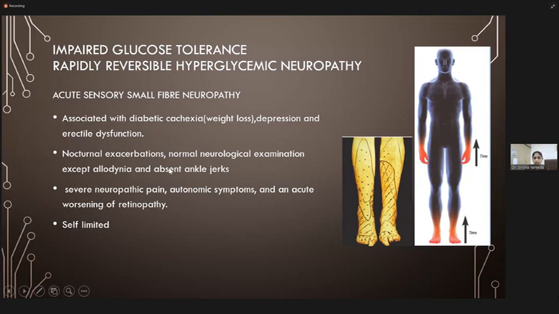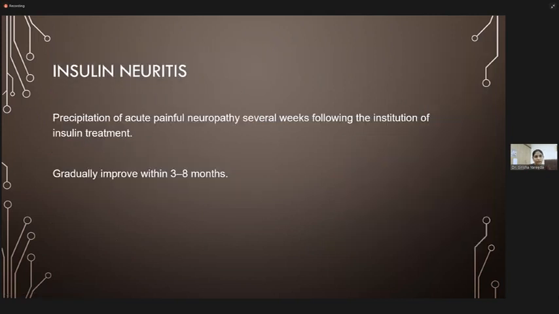So these are some of the features. They can have nocturnal exacerbations, and the examination might be normal except for allodynia and absent ankle jerk. This is a self-limited condition, similar to insulin neuritis. It's actually not an inflammation. It's probably an insulin neuropathy, where patients who are started on insulin treatment for very high blood sugars, and suddenly the sugars come back to normal, could have an acute painful neuropathy. Again, this is a self-limited condition which improves within 3 to 8 months.